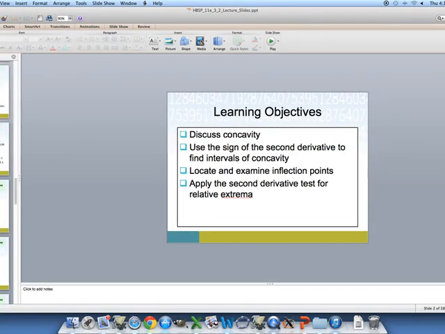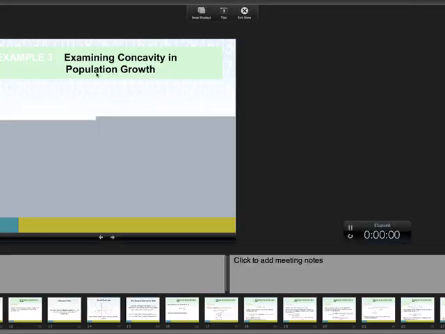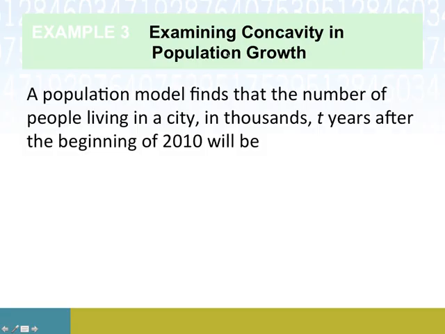So we got one more example to tackle. So here's our population model. Our guess is about a particular city. We'll say that t years after the beginning of 2010, this is our projection for population. And maybe this is modeled after actual data from 2010 through the present, or it's just made up for fun.